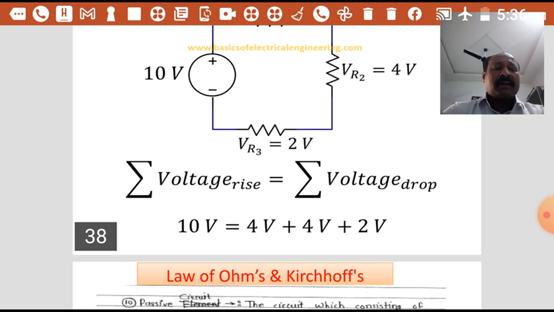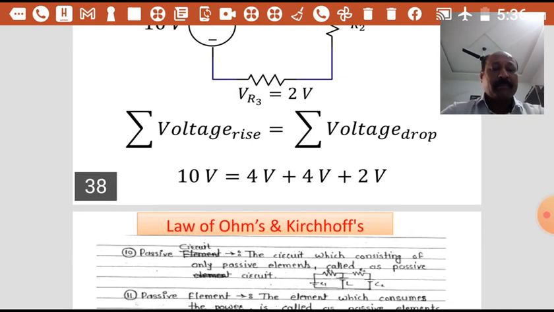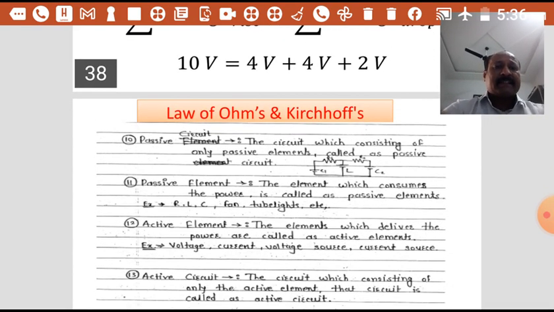Then see the next circuit, that is the passive circuit. So what is passive circuit? The circuit consisting of only passive elements is called the passive circuit. Now the question arises, what are passive elements? The elements which consume the power. The element which consumes the power is called a passive element. So the first passive element is nothing but the resistance, second inductance, third capacitance.